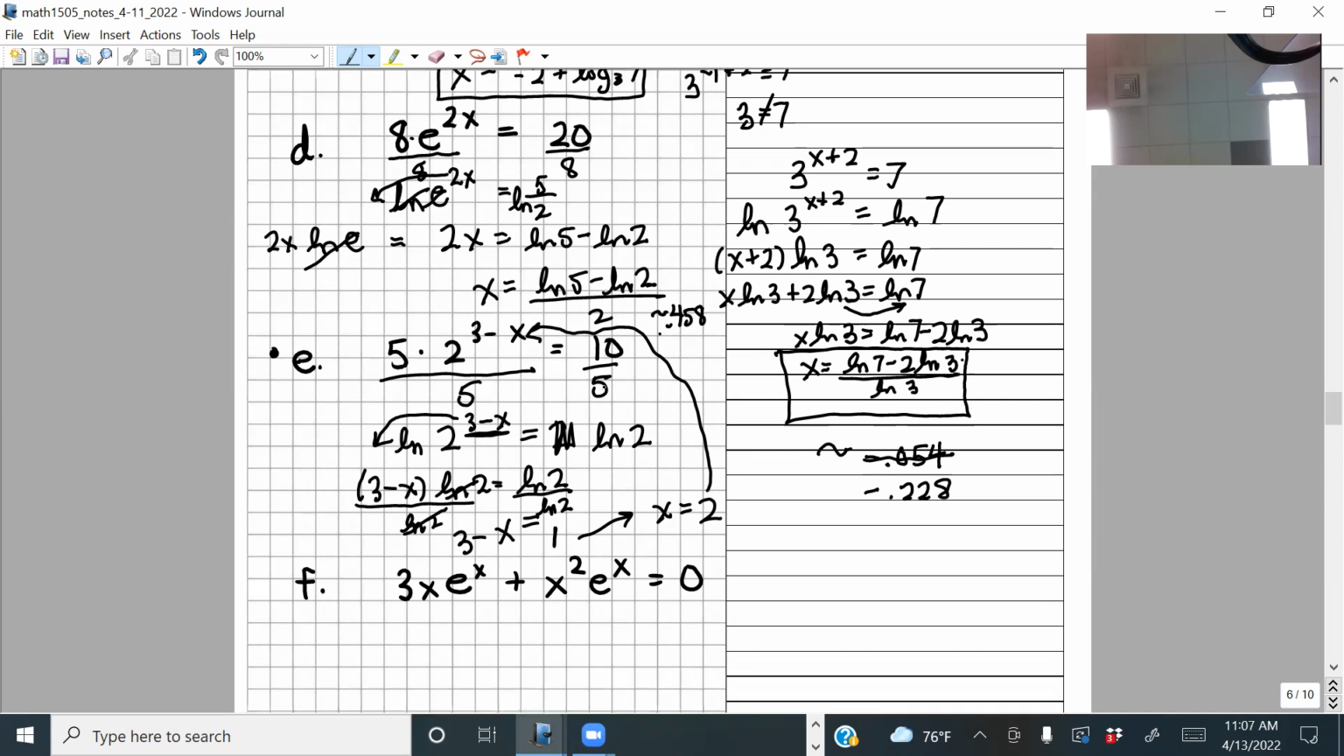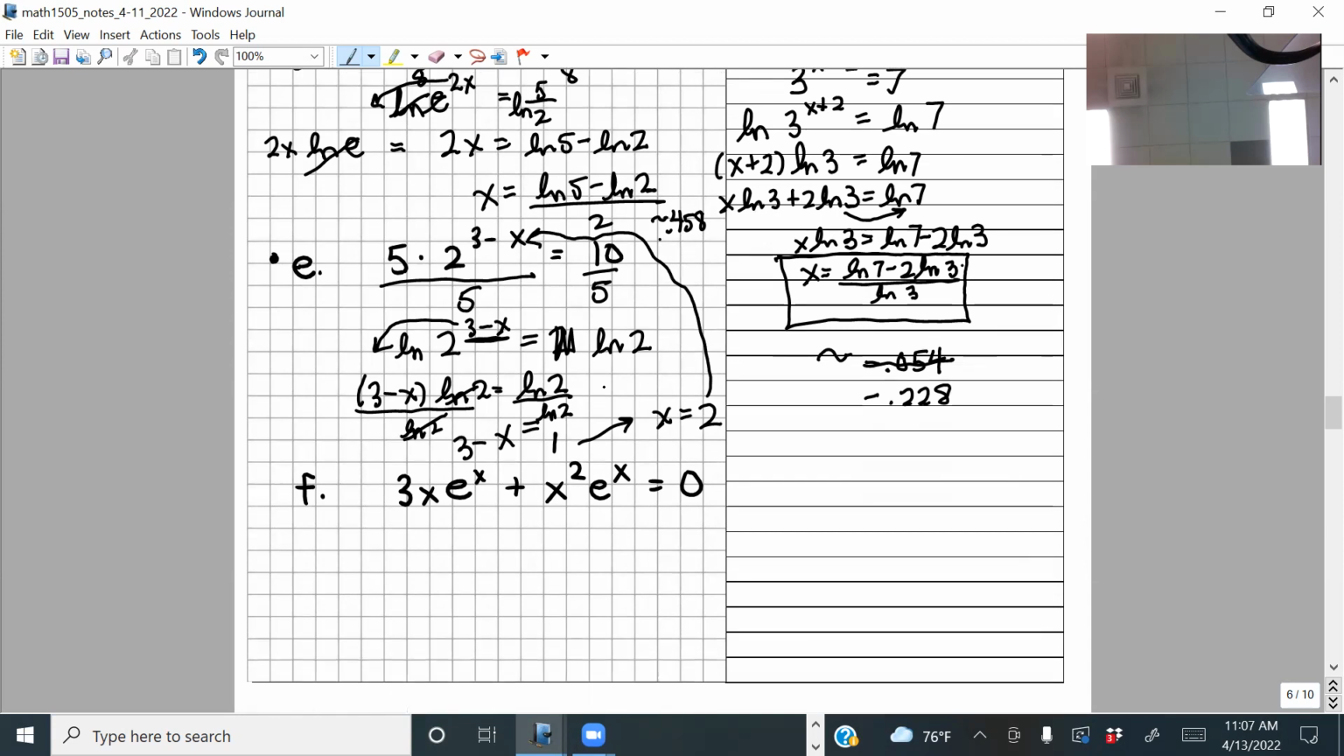Okay, let's try another one. And this one's a little bit more complicated, but really not. Okay, so this one looks terrible, but it's just a complicated expression on the left-hand side, right? But this is where you need to remember your algebra to help you solve this equation. To solve this, try factoring the left-hand side.